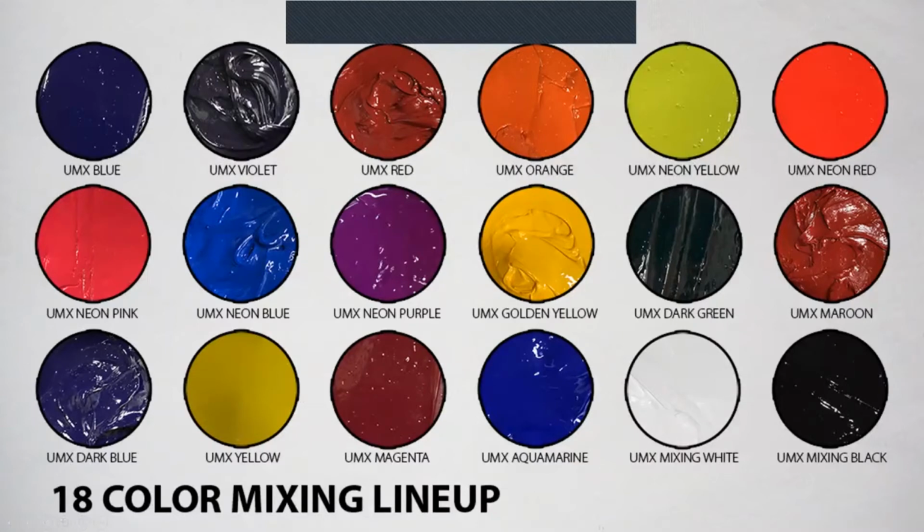Here's a quick little screenshot. These are the 18 colors of the UMX system. We've got UMX blue, violet, red, orange, neons. We've got neon yellow, neon red, neon pink, neon blue, purple, golden yellow, dark green, maroon, dark blue, yellow, magenta, aquamarine, and then of course mixing white and mixing black. These are the current 18 colors for the system.